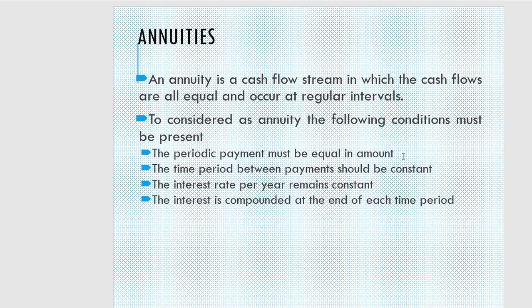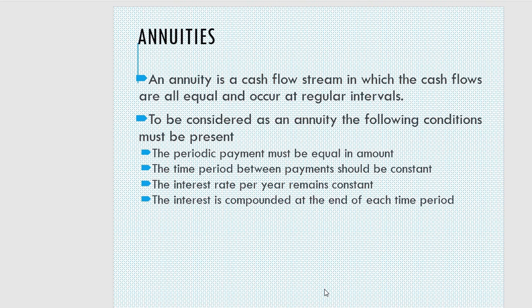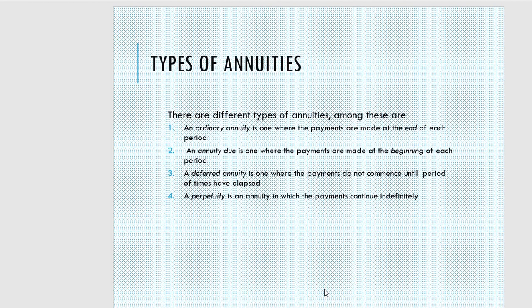Now, to be considered as an annuity, the following conditions must be present. The periodic payment must be equal in amount. The time period between payments should be constant, should be equal. The interest rate per year remains constant. The interest is compounded at the end of each time period. So that is what qualifies a stream of cash flows as an annuity.